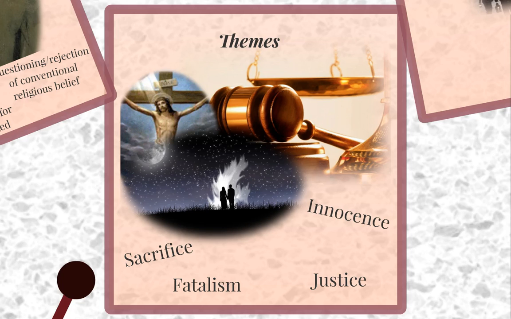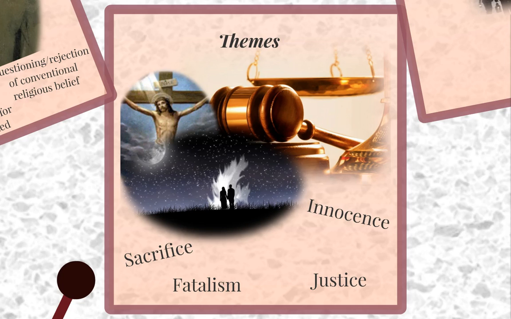There's this theme of justice. So Tess is raped by Alec d'Urberville and she bears his child. He is never prosecuted for that. He is never punished for that. She is the one that pays the price.